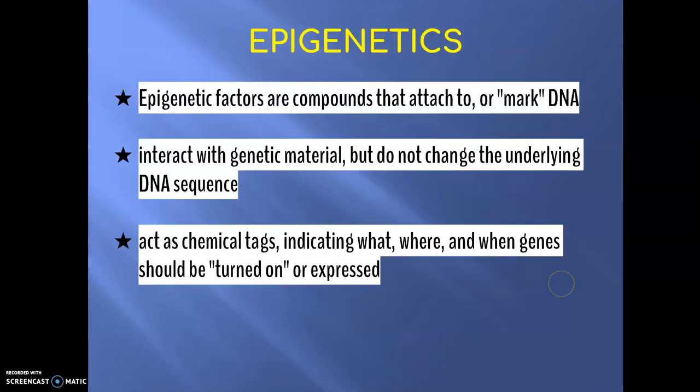Now we have epigenetics. Epigenetic factors are compounds that attach to or mark DNA. So basically they interact with the genetic material, but just mark it. They act as chemical tags to say who, what, where, when, whatever genes should be turned on or actually expressed. And that's it for our DNA. Okay, next we're going to go over transcription and translation.